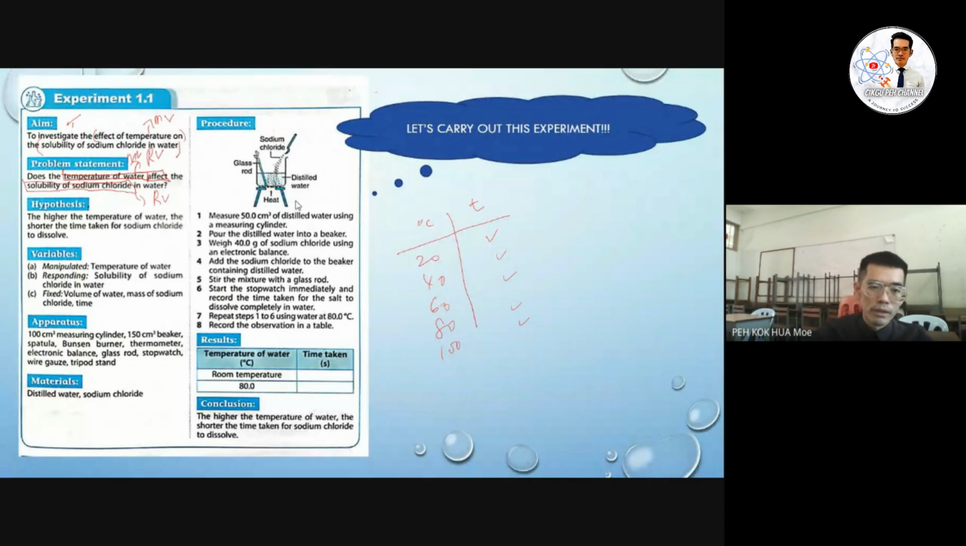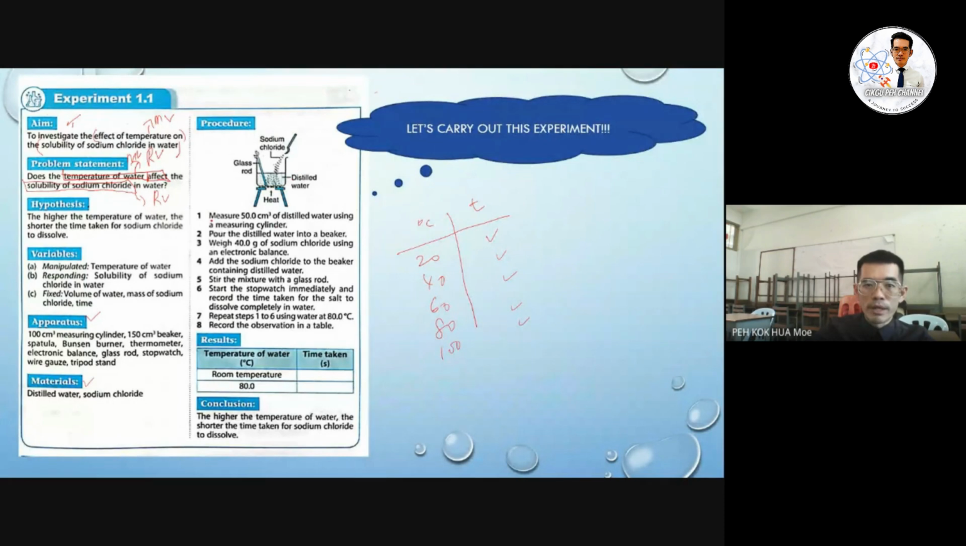And the apparatus is listed up here, and the materials will be here. The apparatus and materials will be given in the paper 3 question. So you don't need to memorize the apparatus, because the apparatus might have some modification from the compulsory experiment you have already conducted at your school. Next will be the procedure.